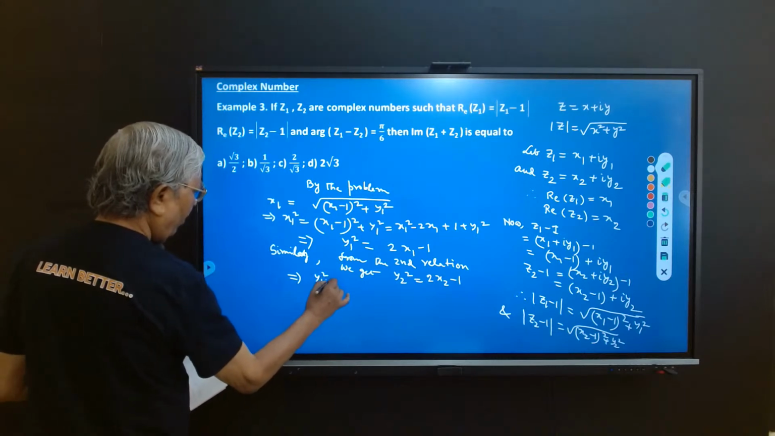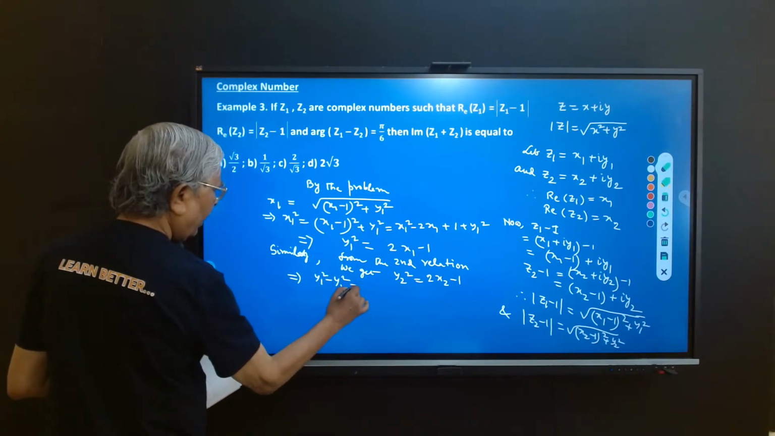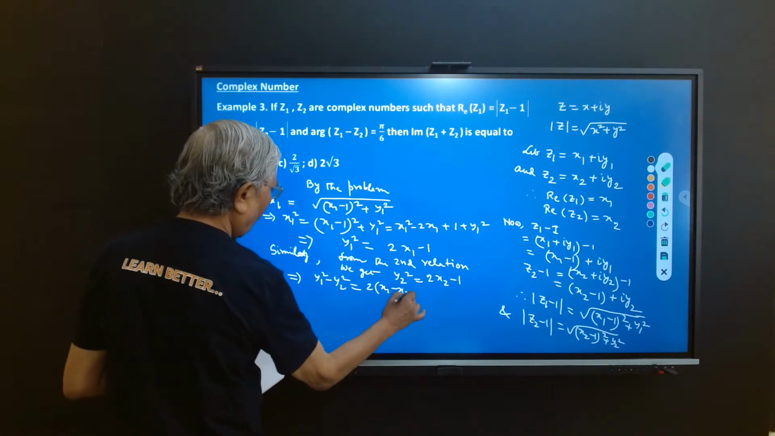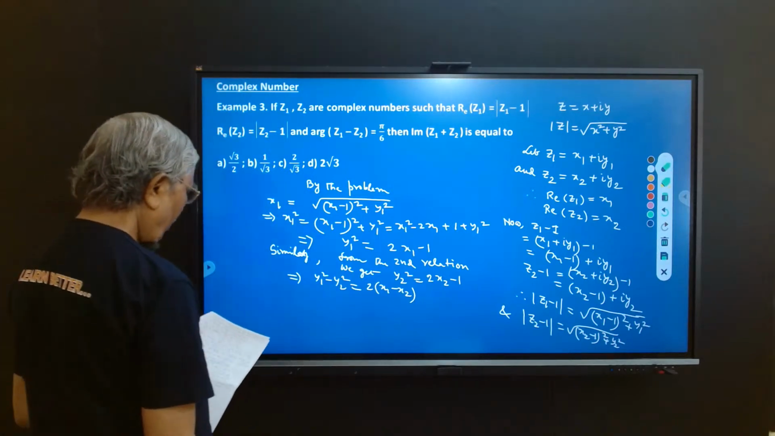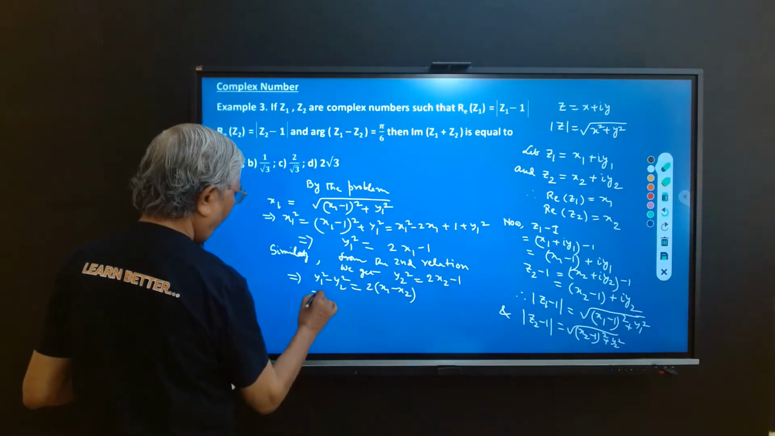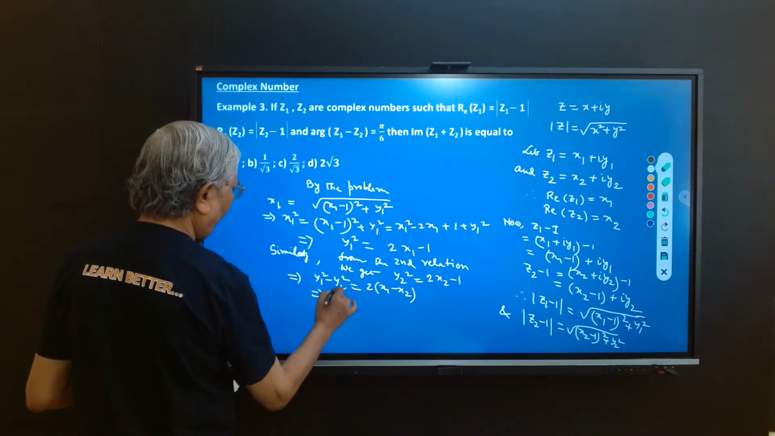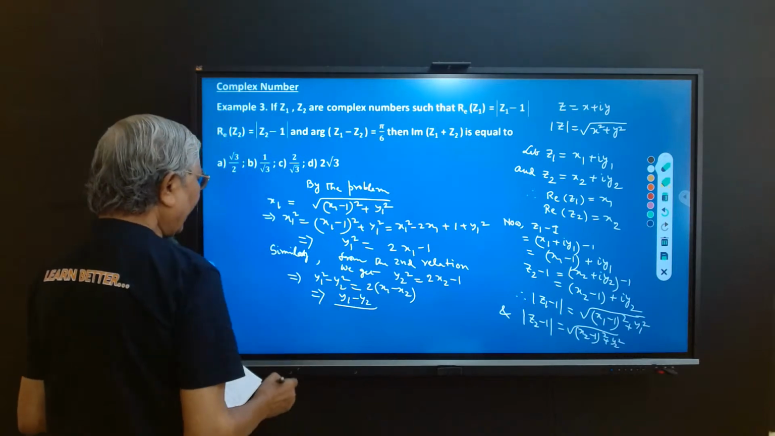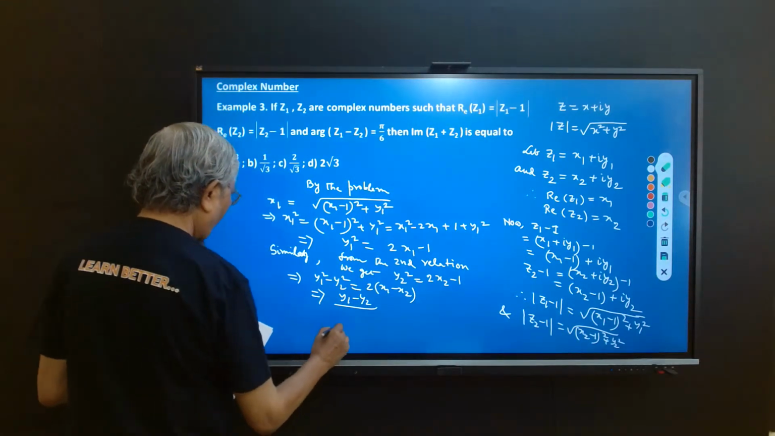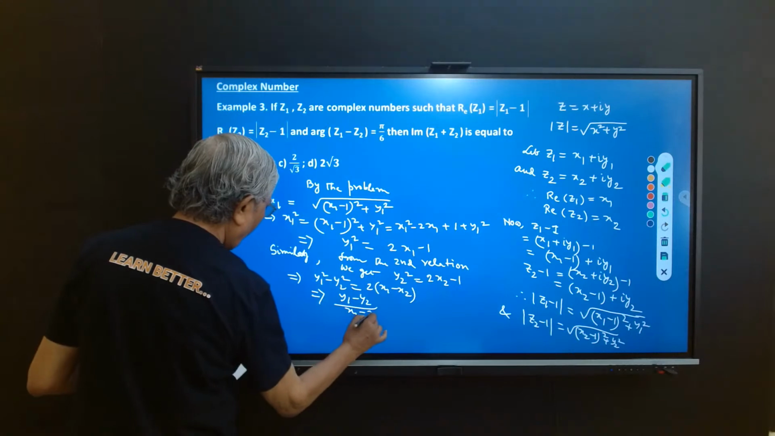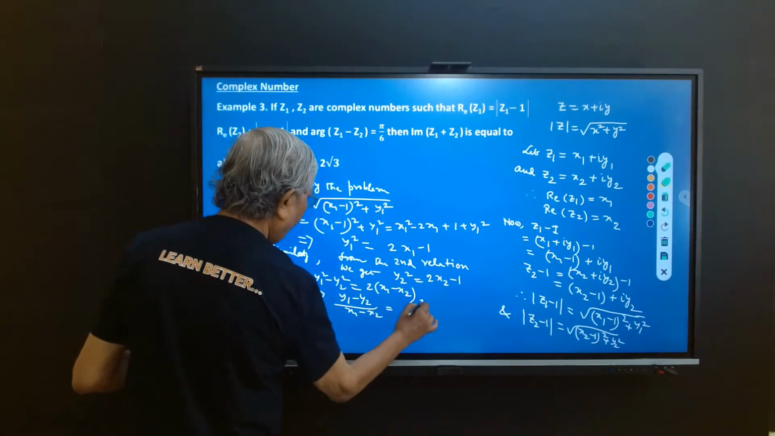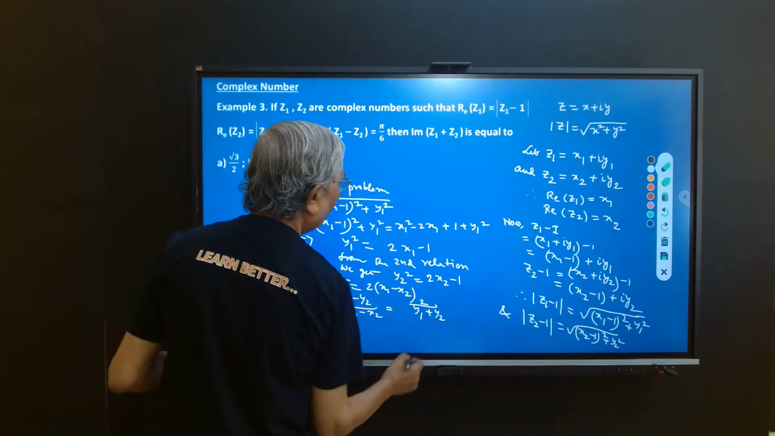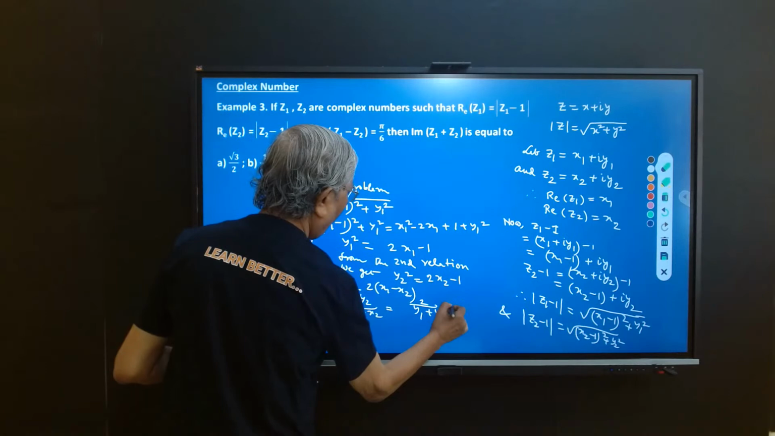y1 square minus y2 square equals 2 into (x1 minus x2). Therefore, using a square minus b square equals (a plus b)(a minus b), we can write (y1 minus y2) by (x1 minus x2) equals 2 by (y1 plus y2). This is relation number 1.